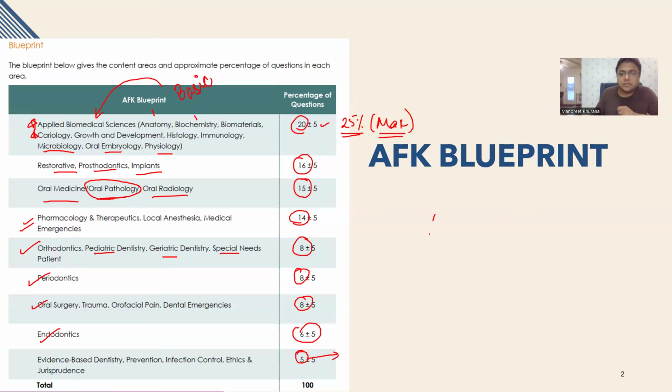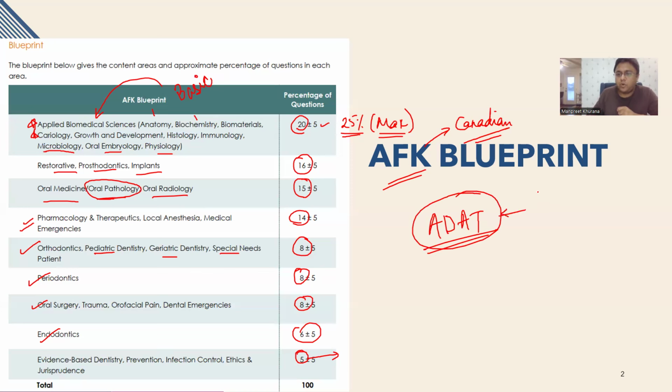There is another exam known as ADAT. The basic difference is that AFK is only for Canadian dental boards, but ADAT is a common exam if you want to go to the university. So if you take the university route, then the exam is ADAT. There are a few differences between AFK and ADAT, but the main difference is based on dental public health.